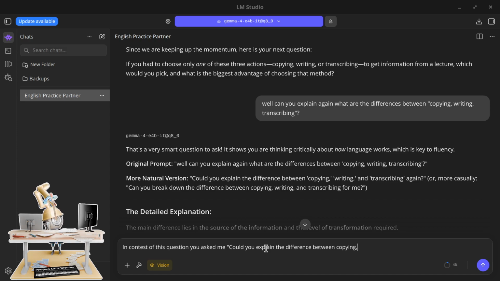Okay. In context of this question, you asked me, could you explain the difference between copying, writing, and now let's see, transcribing. I'm genius. Transcribing. Could you explain the difference between copying, writing, and transcribing again?